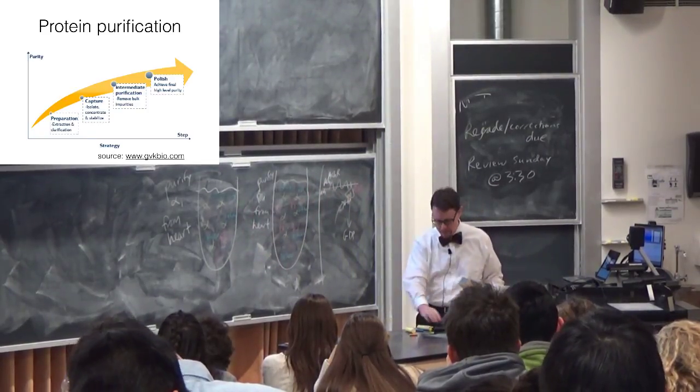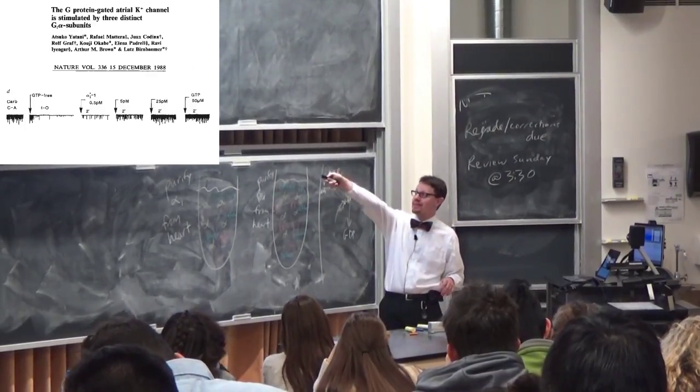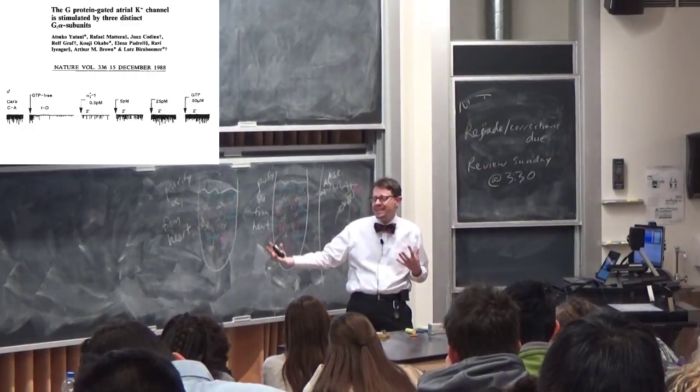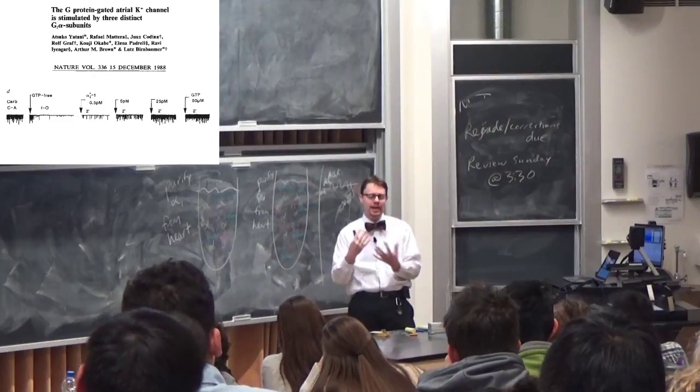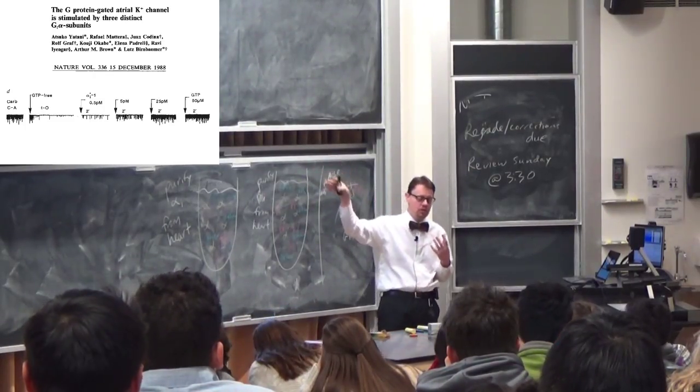This is a problem if you are wanting to say for sure that the alpha subunit is what's opening this, and you're applying a solution that's mostly alpha subunits but has some betas and gammas floating around too. Those beta and gamma subunits might be opening the channel.